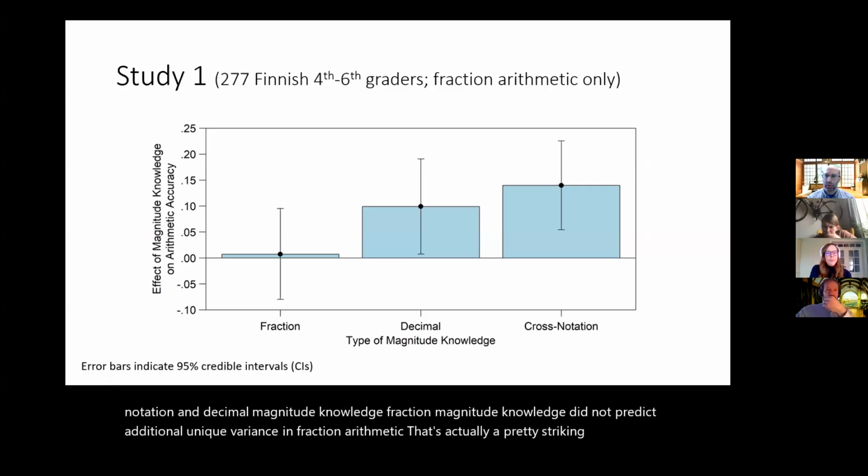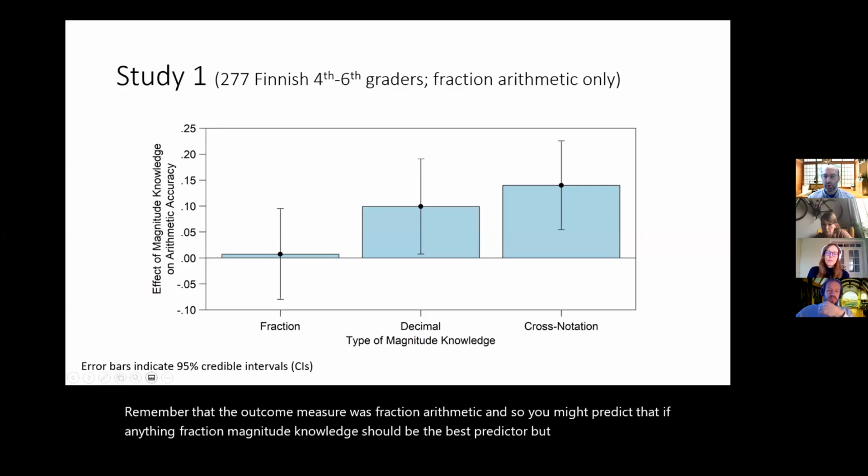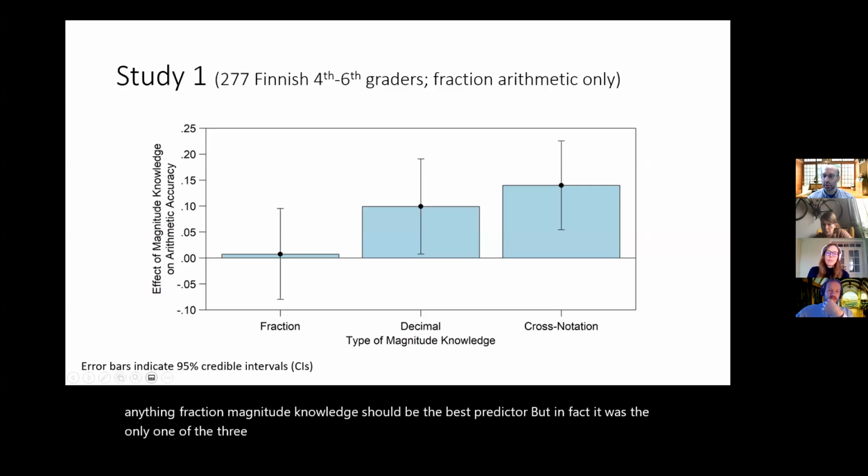That's actually a pretty striking finding. Remember that the outcome measure was fraction arithmetic, and so you might predict that, if anything, fraction magnitude knowledge should be the best predictor. But in fact, it was the only one of the 3 measures that did not uniquely predict the outcome.